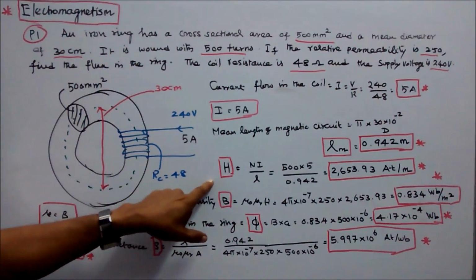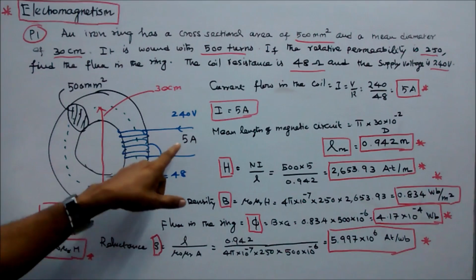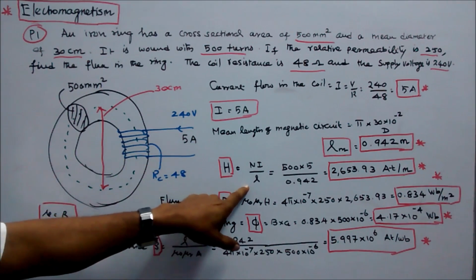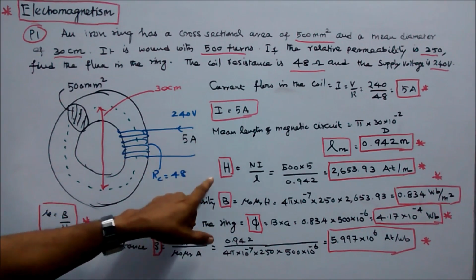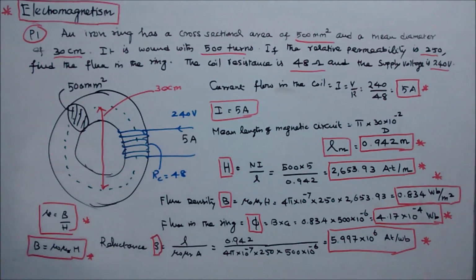I can find H. H is equal to N into I by L. Here N is 500, I is 5 amps, L is equal to 0.942. Therefore H is equal to 2653.93 ampere turns per meter.